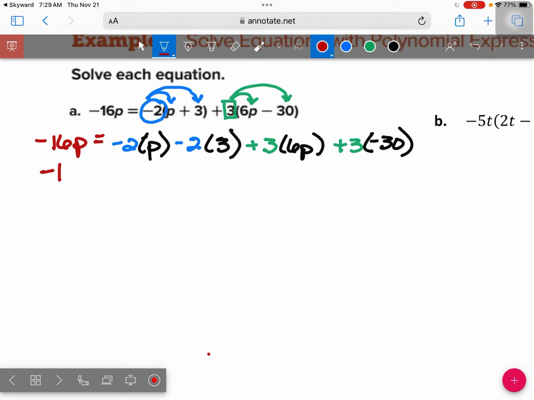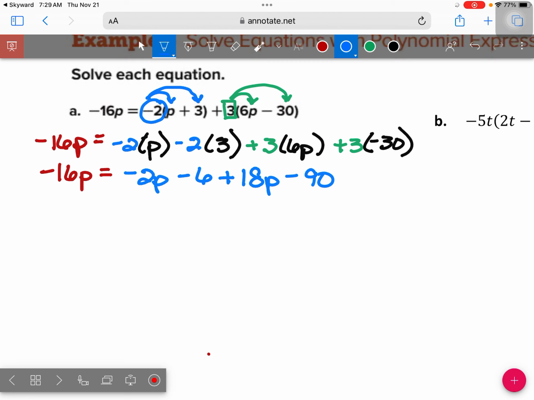Okay. So I'm just going to simplify for a minute here. Negative 2 times p is negative 2p. Negative 2 times 3 is minus 6. 3 times 6p is 18p. And 3 times negative 30 is negative 90. Okay? Any questions about what I just did there? Does that all make sense? Can we move this over just a little? Thank you.